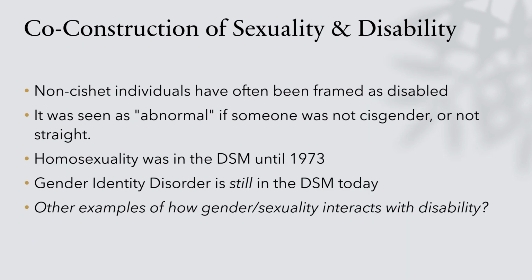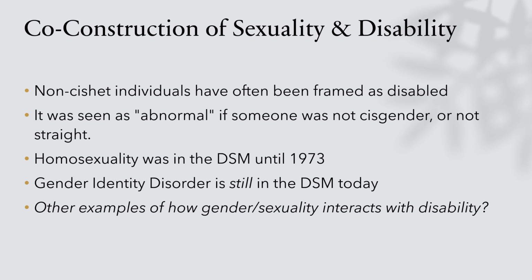Switching gears again to talk about the co-construction of sexuality or sexual orientation and disability, we often see that people who are not cisgender or not heterosexual, who we could call non-cishet individuals, have often been framed as disabled. So we hear very often these ideas that people who are transgender or gender nonconforming, or people who are not heterosexual, people who are gay or lesbian or bisexual or queer of a variety of different kinds, are mentally ill, that there's something often psychologically wrong with that person. That was the assumption, stereotype anyway.